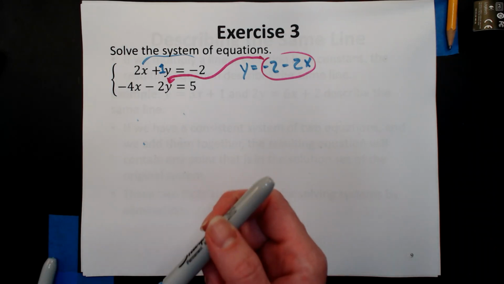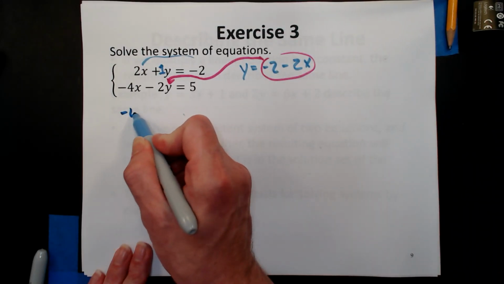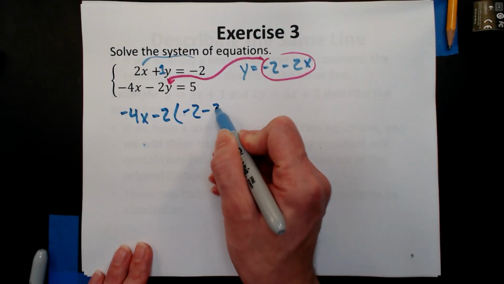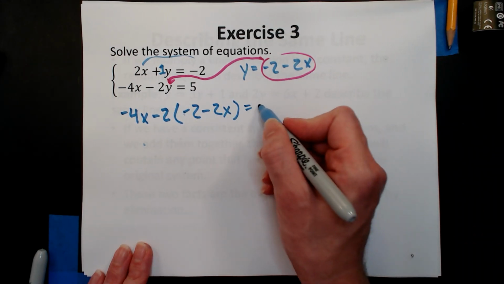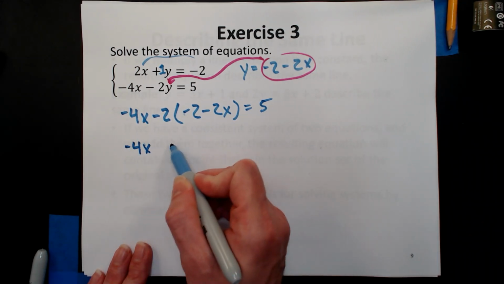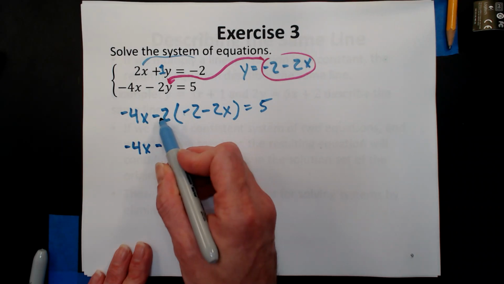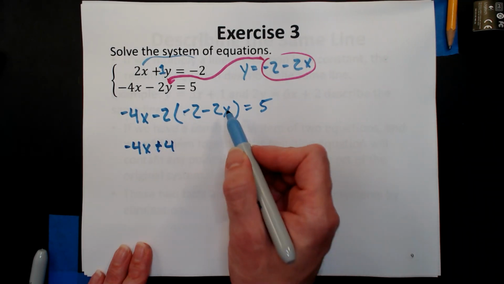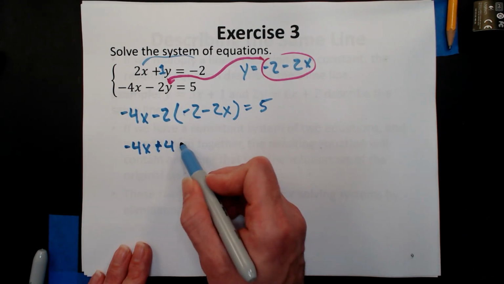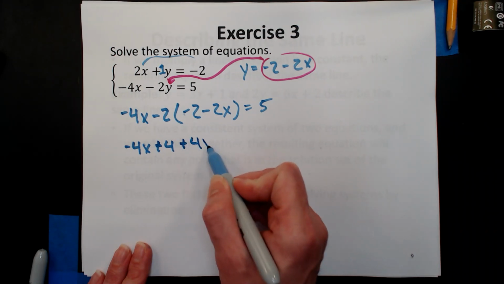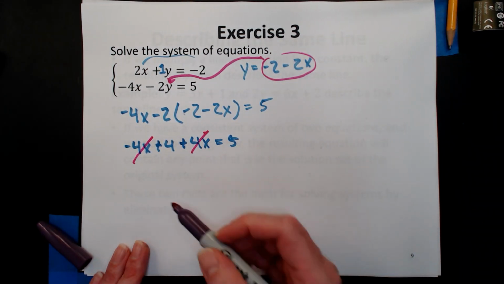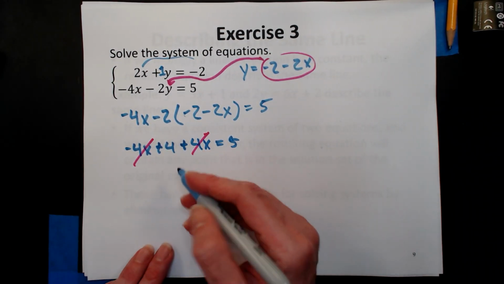So I'm going to get a new second equation of negative 4 minus negative 2 times negative 2 minus 2x, this is my y, equals 5. So now I'm going to get negative 4x minus, and then I'm going to multiply these two, negative 2 times negative 2, get positive 4, and then negative 2 times negative 2x, which will give me plus 4x equals 5. And then you see something interesting happens here. We cancel these x's, and we get a situation where what's happened? We get 4 equals 5.